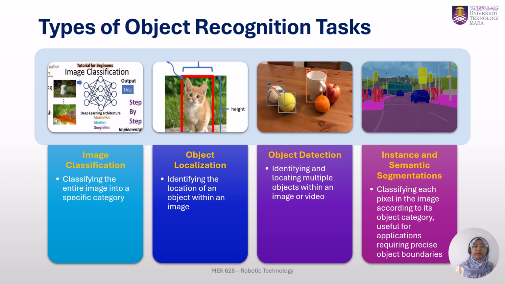That is localization. While object detection is basically: what and where are the objects? So it will identify and also locate multiple objects in that image. And then in segmentation, where you have instance and semantic segmentation, it's actually a process of painting each object pixel by pixel. So it will classify each pixel in the image according to its object class or category, which is useful for applications that require precise object boundaries. This is the task that is available in object recognition.